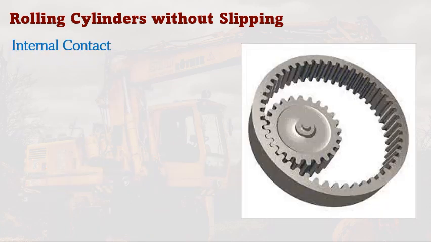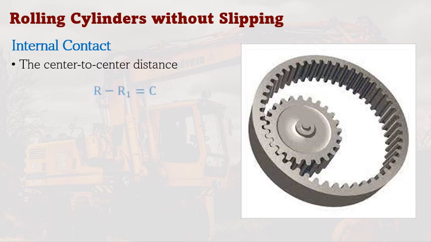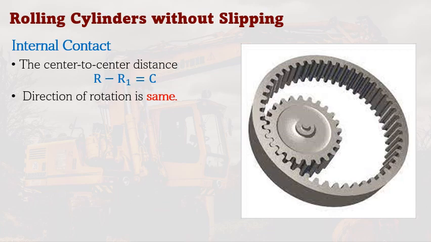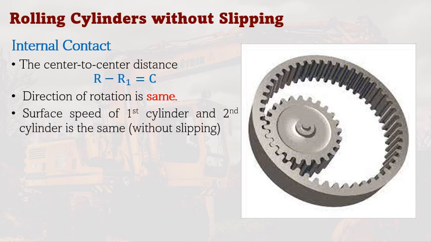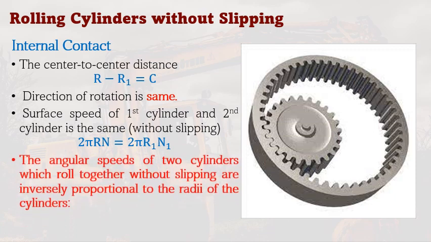On the other hand, for internal contact, the center-to-center distance would be r minus r1. The direction of rotation would be the same because the rotation of the smaller cylinder would compel the larger cylinder to rotate also in the same direction. The surface speed of the first cylinder and the second cylinder is the same as with external contact, such that we can obtain the same relationship that you can solve in the previous example.